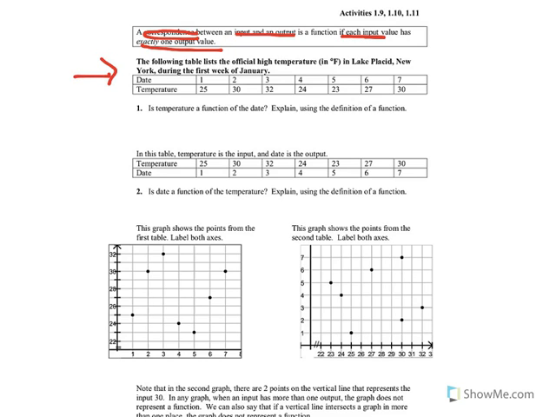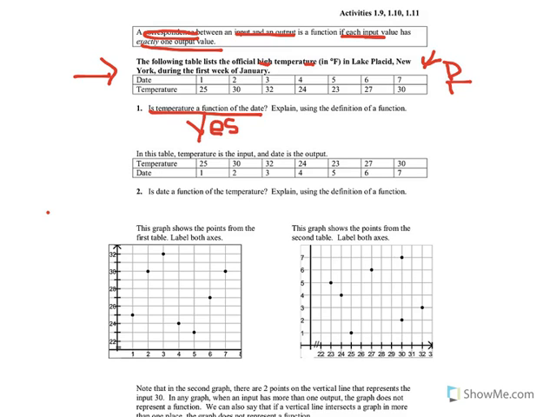We have here an example where we have a table that represents the high temperature in a town in New York, and this temperature is for the first week of January. So we have 7 days. So input is day, output is temperature. So to the question, is temperature a function of the day? The answer is definitely yes.